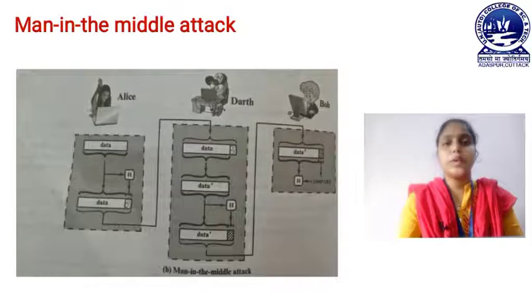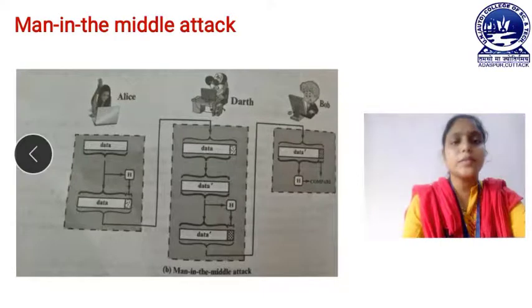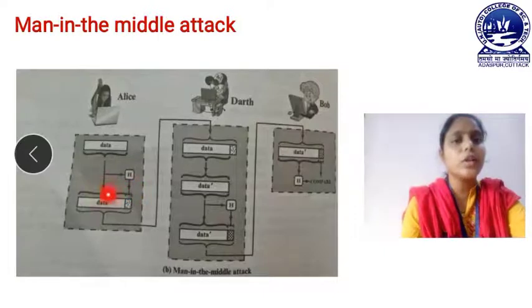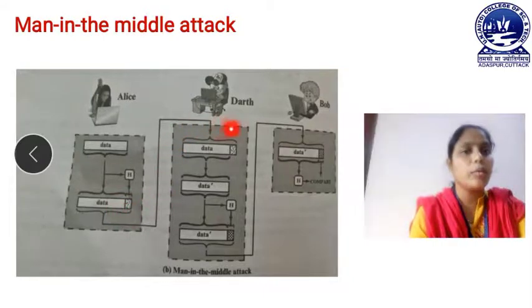Now this figure shows the middleman attack in hash function. Look at this figure. This is Alice, the sender, and this is Bob, the receiver. Alice wants to send some data to Bob. First of all, Alice generates the data, which is called the plain text. After generating the data, Alice calculates the hash value by using the hash function. After calculating this hash value, Alice appends this hash value with the original data. After appending, Alice sends this value to Bob.